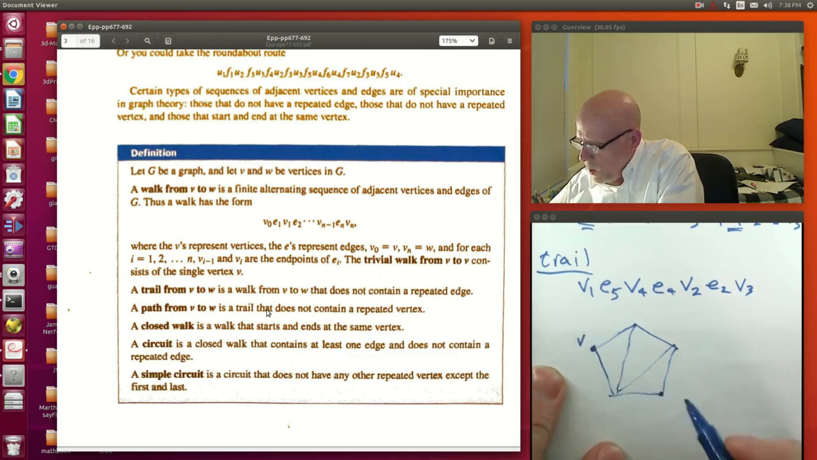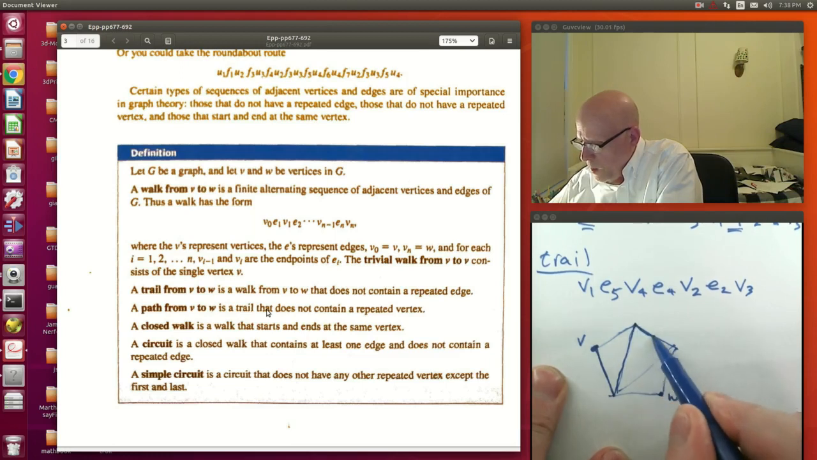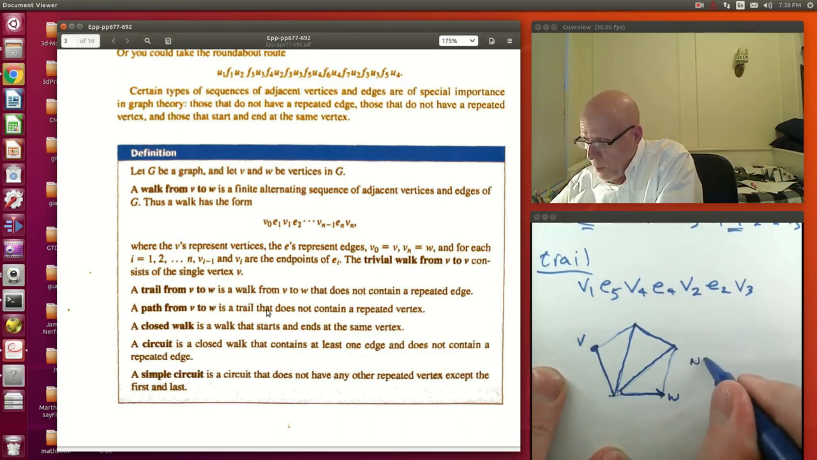Suppose here's your V and here's your W. I could make a trail that went from here and back up there, then to here, and then back to there, and then down to W. And that doesn't cross any of the edges more than once, but it does hit the same vertex more than once. So this would not be a path.